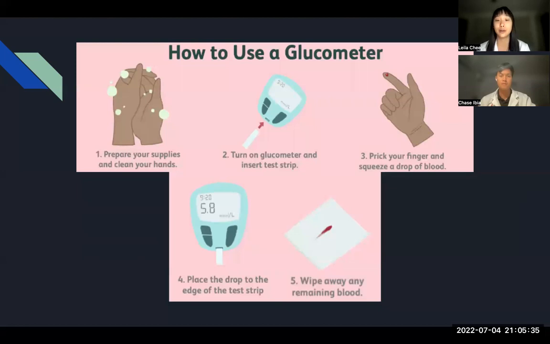So how to use a glucometer. First, you want to prepare your supplies and make sure to clean your hands. You want to turn on the glucometer by inserting the test strip and then prick your finger, squeezing a drop of blood out. And then place the drop onto the edge of the test strip and wipe away any remaining blood. Then the glucometer will display your results.